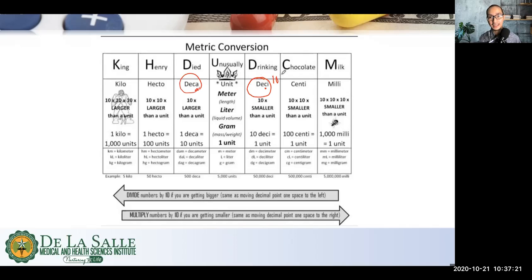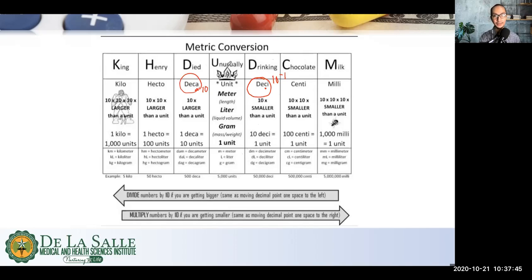Deci is 10 to the negative 1, meaning it is a tenth of the basic unit, while deca is 10 to the positive 1, or 10 times the basic unit. So that is the relationship of the two. Now, it's easy to interconvert between units.